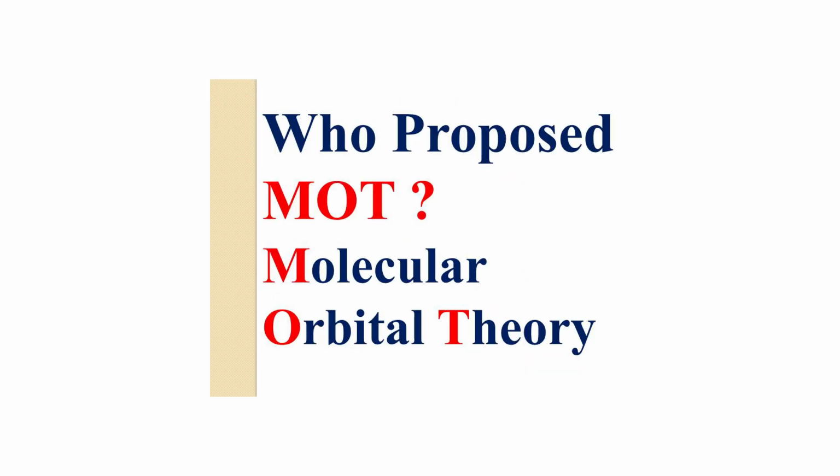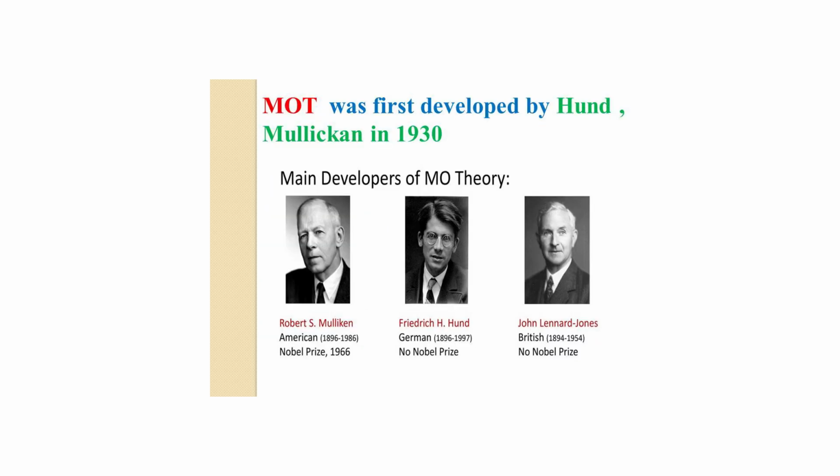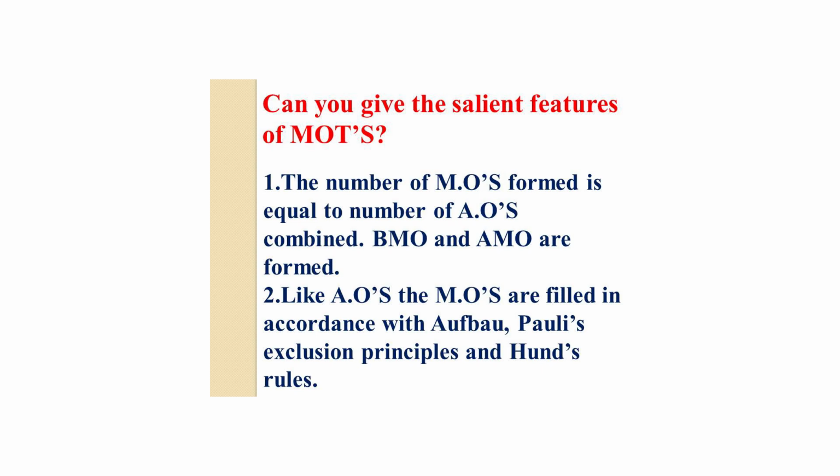Who proposed molecular orbital theory? Hund and Mulliken. Can you give the salient features of molecular orbital theory?